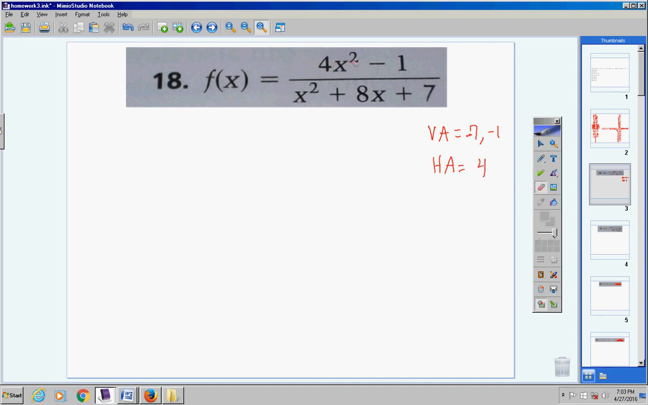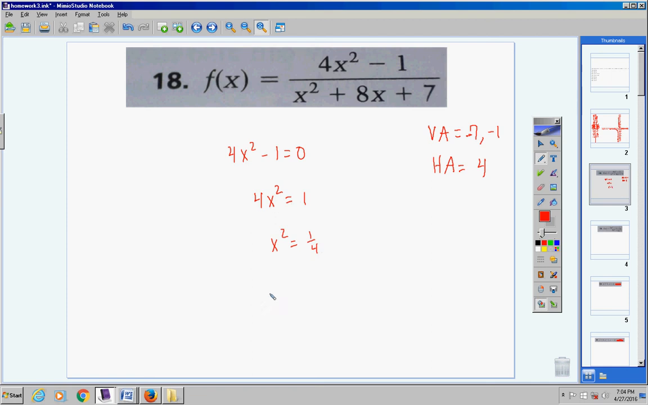Alright. Now, the x-intercept. To find the x-intercept, you take your numerator and you set it equal to 0 and you solve. Bring your 1 over and make it positive. Divide by 4.